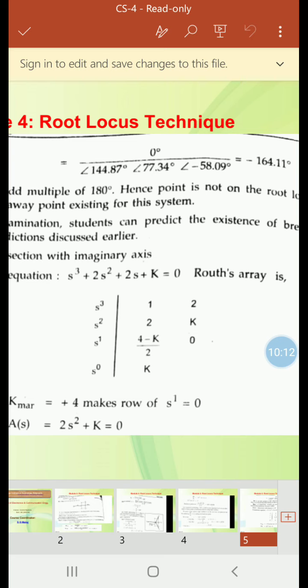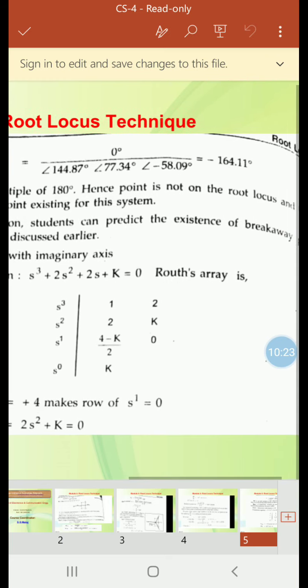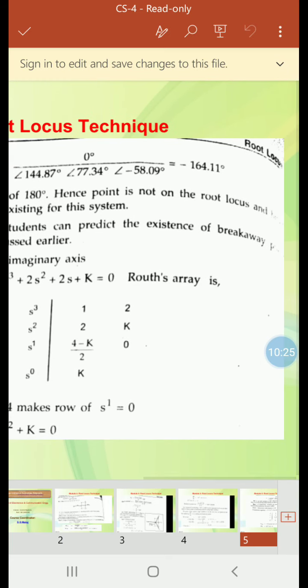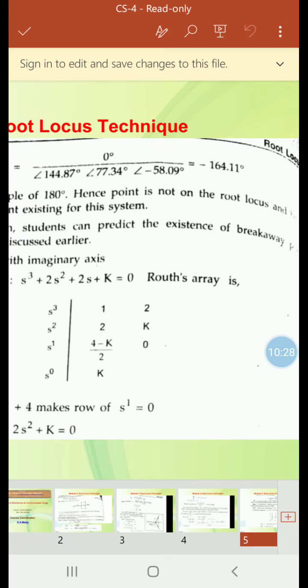Now we have to check whether this angle is an odd multiple of 180 degrees or not. This is not an odd multiple of 180. Hence the point is not on the root locus. Hence there is no breakaway point existing for this system.